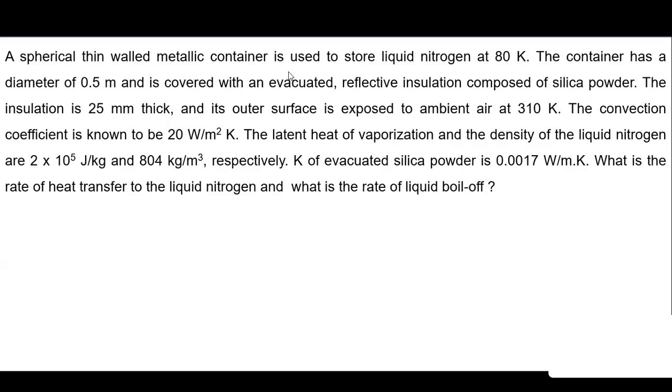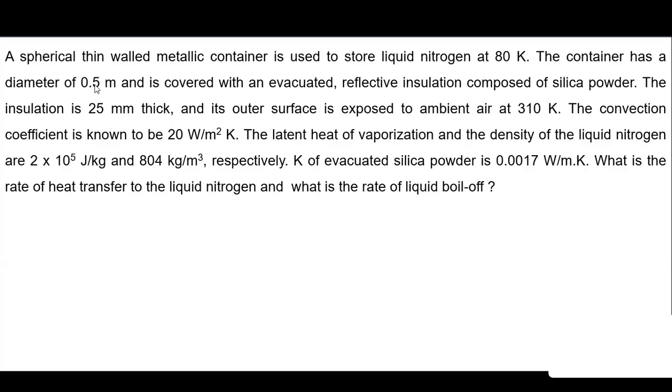Now how many resistances are there? From 80 K there is the container. Now we are not having any dimensions of the container, only the outside diameter of the container is given, so we can ignore the thin-walled container directly because no information is available. Whatever thin wall is there, we can ignore the resistance of that thin wall and consider directly the outside surface of that container, whose diameter is 0.5 meter.